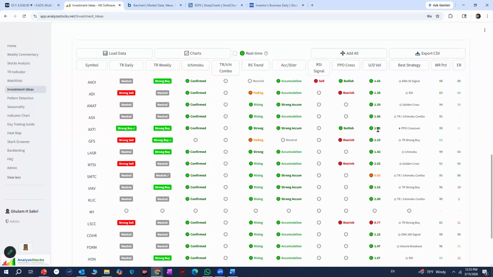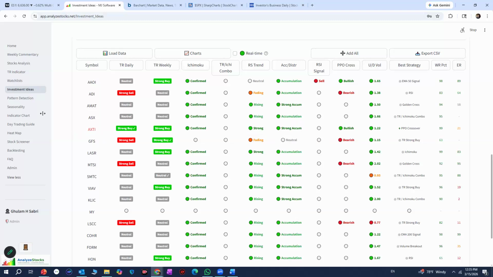Its up/down volume is 1.22, meaning that whenever it's up, the volume is up. So it's always up on higher volume, and it's strong accumulation. Remember the funds and institutions which I just described, they're accumulating this stock. Relative strength is high. So let's take a look and explore this.